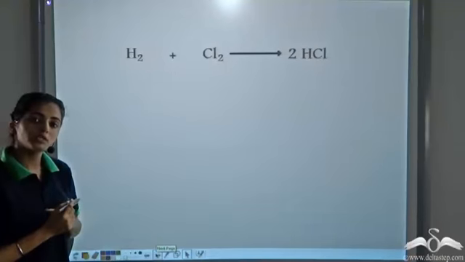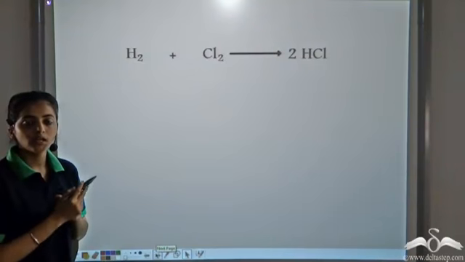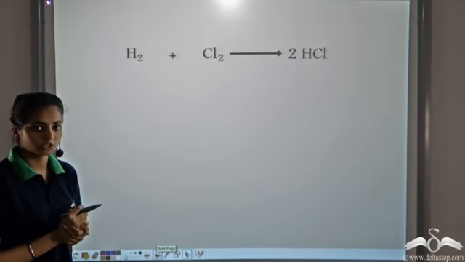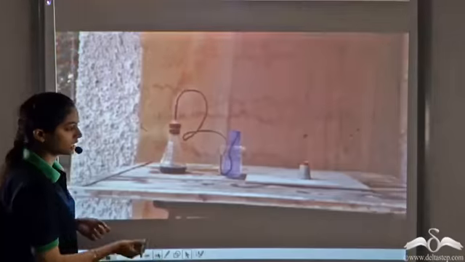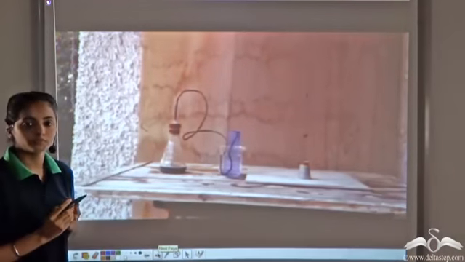So the reaction of hydrogen and chlorine is very explosive. So when hydrogen reacts with chlorine, it forms HCl, and this is a very explosive reaction. Another important reaction of hydrogen is with sulfur.